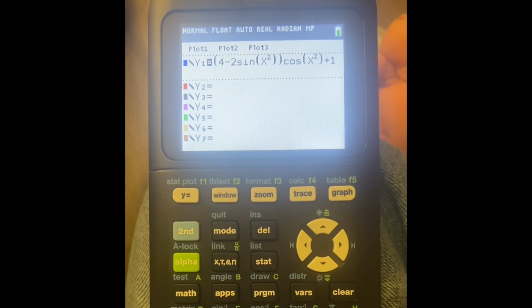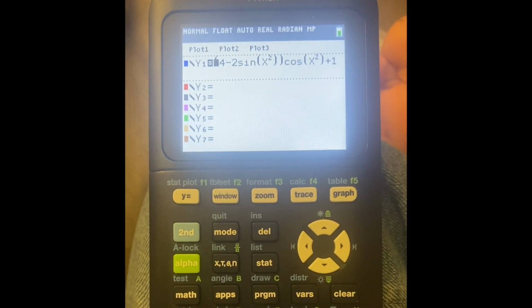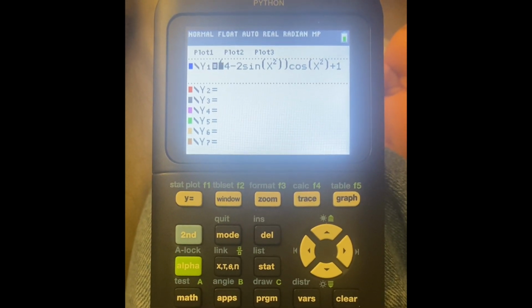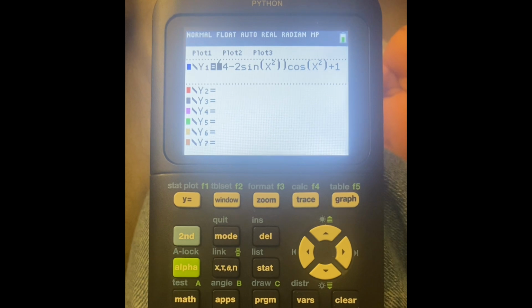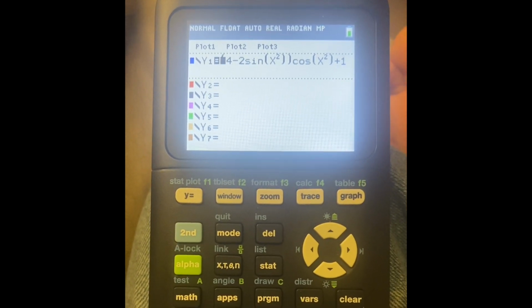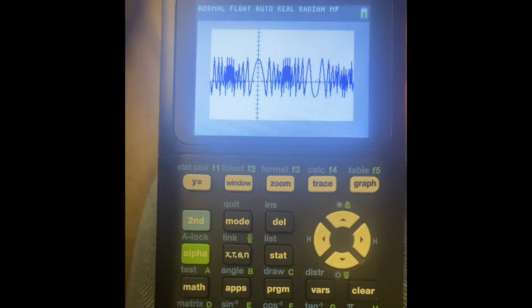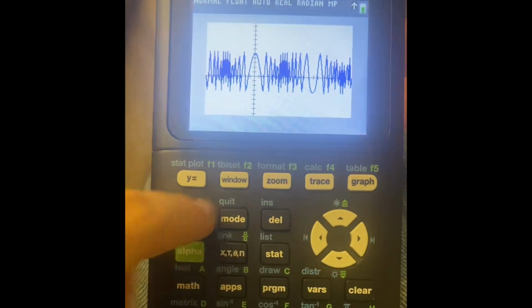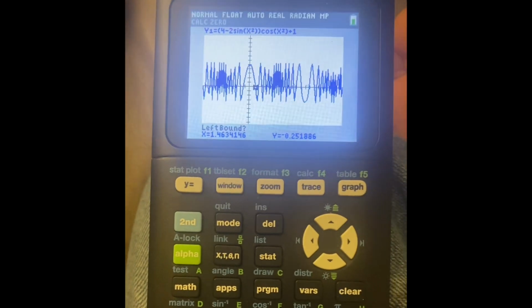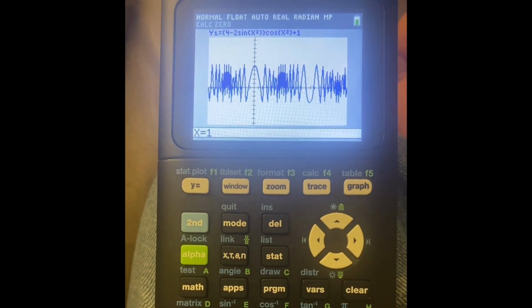Here at the calculator, you can see I've plugged in 4 minus 2 sine of x squared, times cosine x squared, plus 1. X and t are interchangeable in this case. It was important to move the 1 to the other side because we want all of this to equal 0, which means that when we graph it, we are looking for when the value is equal to 0, from the conditions at the beginning.